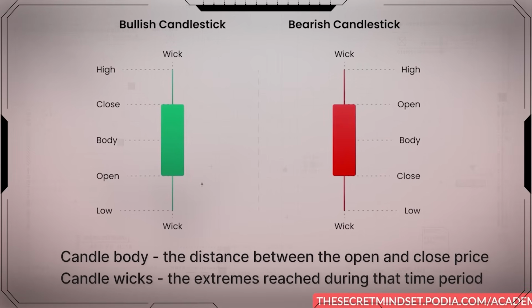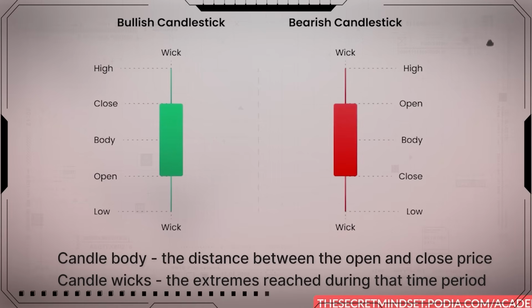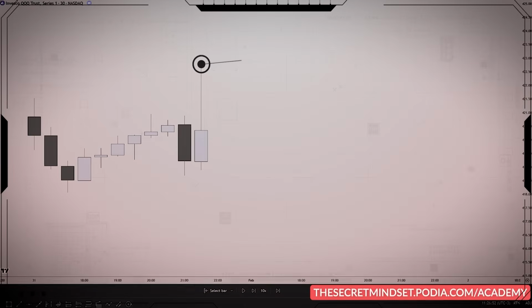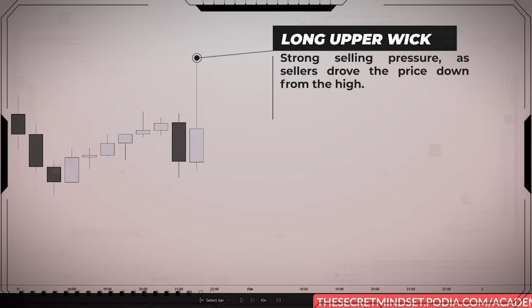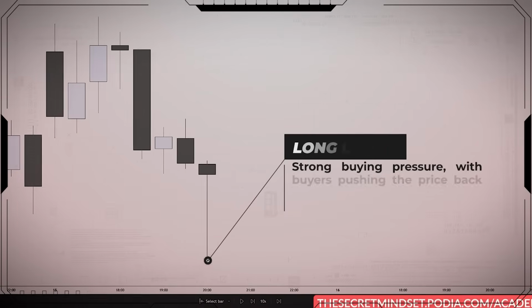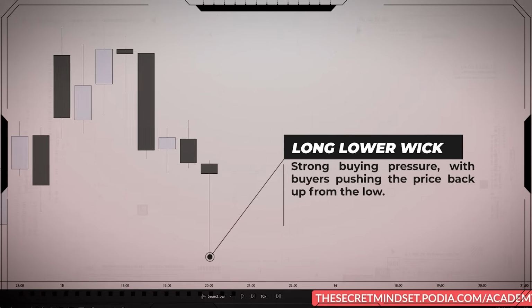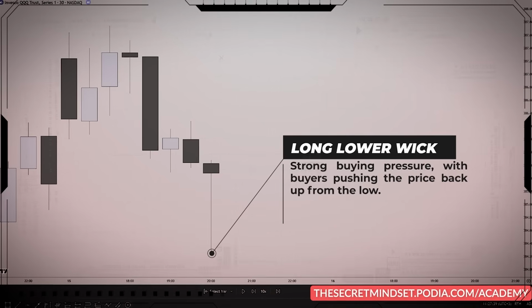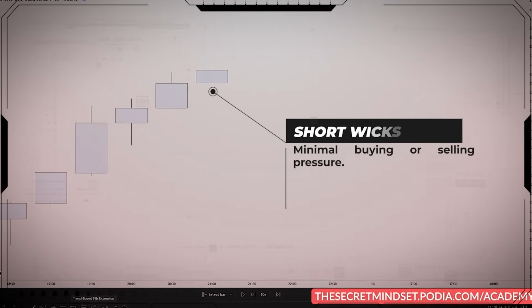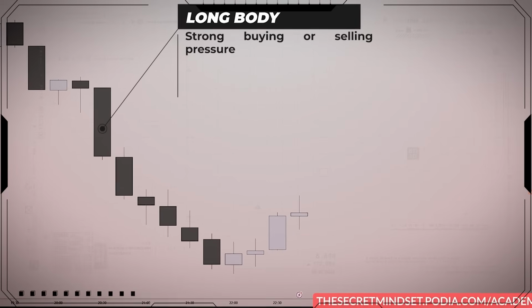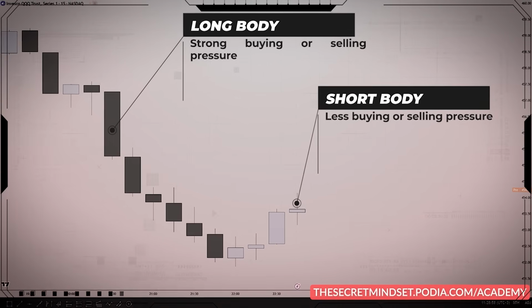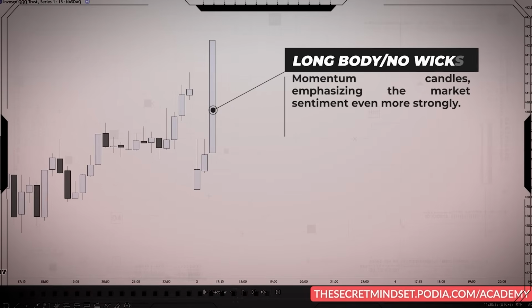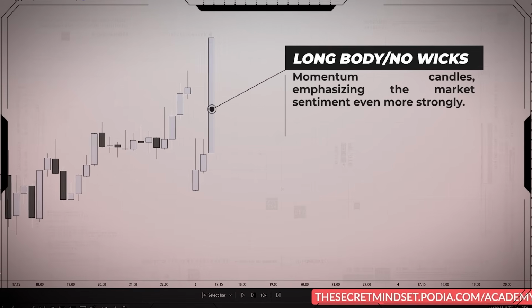The length of the candlestick body and the wicks are revealing the buying and selling pressure. A long upper wick suggests strong selling pressure, as sellers drove the price down from the high. A long lower wick indicates strong buying pressure, with buyers pushing the price back up from the low. Short wicks imply minimal buying or selling pressure. A long body indicates strong buying or selling pressure, while a short body suggests less intense activity. Sometimes you might see candlesticks with no wicks at all, just long bodies.